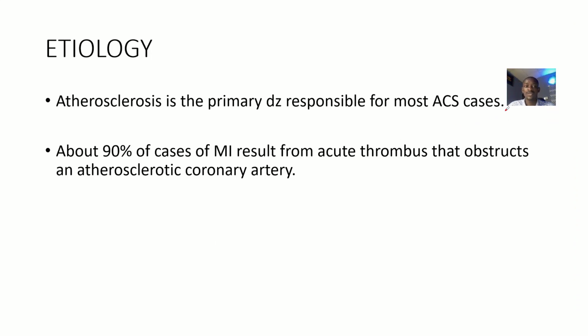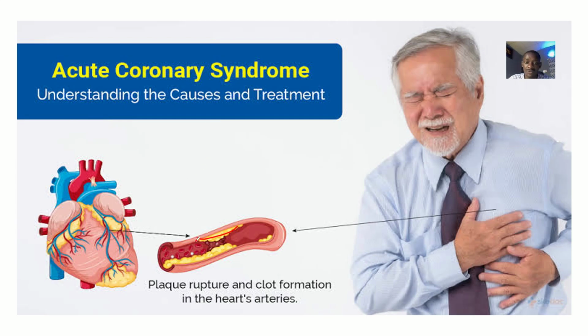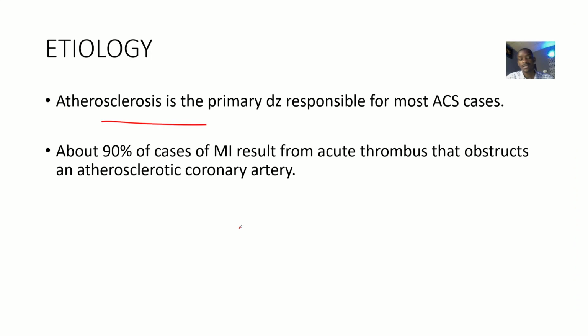Okay, so looking at the etiology now, we say that atherosclerosis is the primary disease which is responsible for acute coronary syndrome. So looking at this now, this is atherosclerosis, which is a deposition of fat at the walls of a blood vessel, right? About 90% of cases of myocardial infarction will result in an acute thrombus that can obstruct an atherosclerotic coronary artery.